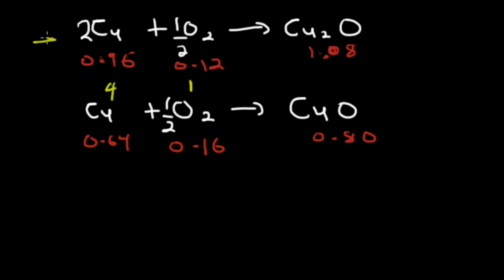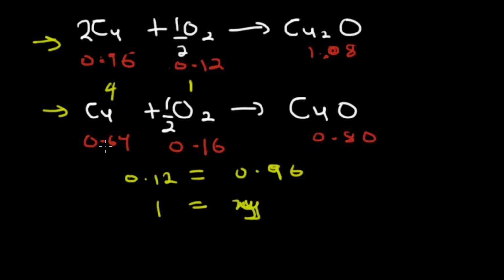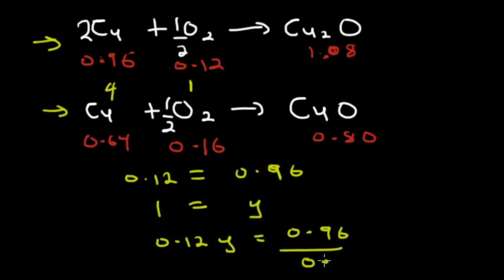Similarly, let's do so for our first equation. We've already done this one, so let's do the first equation. Now we have 0.12 grams of oxygen combining with 0.96 grams of copper. Therefore, 1 gram of oxygen combines with Y. Cross multiplying, we obtain our final answer as 0.96 divided by 0.12, and we get 8 for our answer. So the ratio of oxygen to copper in the first compound is 1:8.